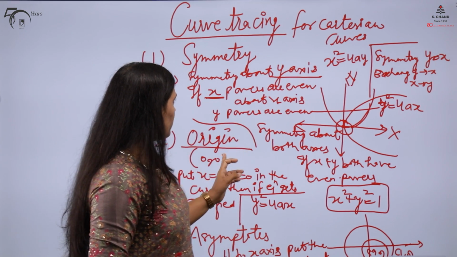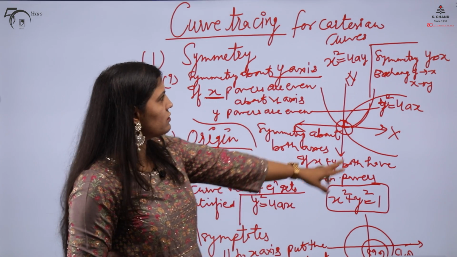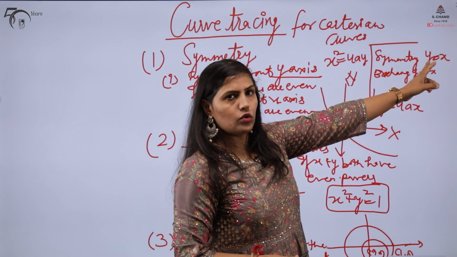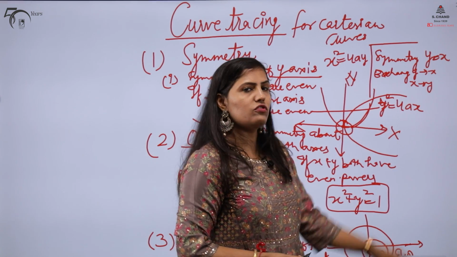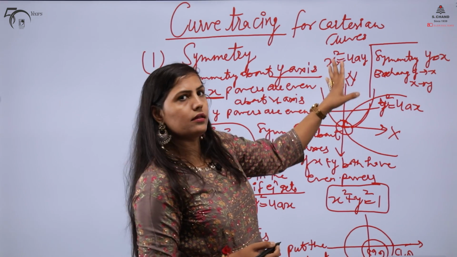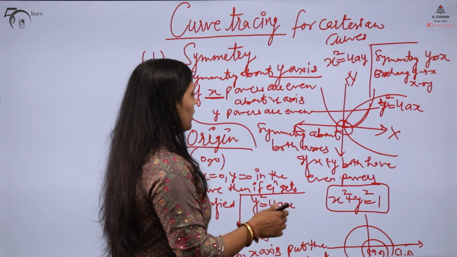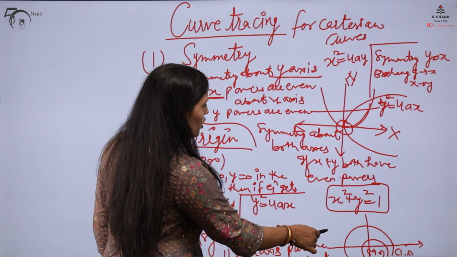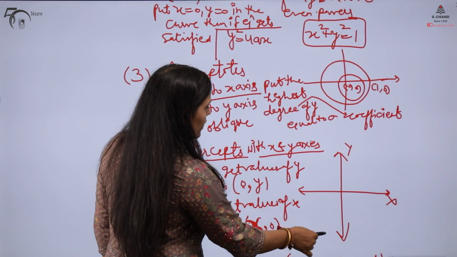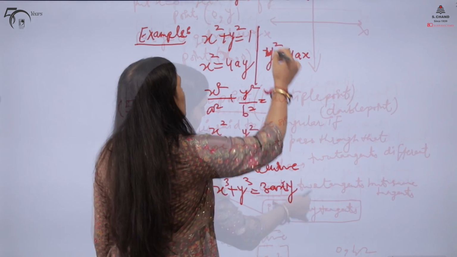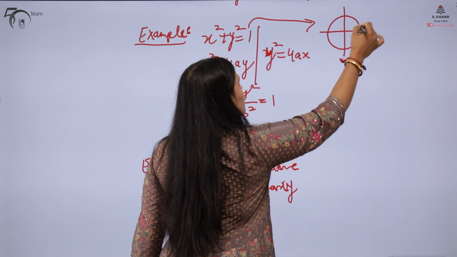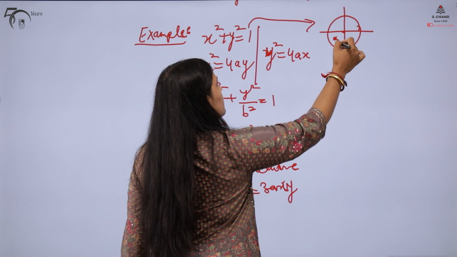Symmetry about the y-axis we have already learned, then about the x-axis, and about both axes. This is another addition you should know: symmetry about the line y is equal to x. How will you check? Exchange y by x and x by y. If your equation remains the same, the curve is symmetrical about the line. On the basis of all those points, we will be tracing the curve. One example I have already written, but before moving to it, here is a circle with center 0, 0 and radius 1.